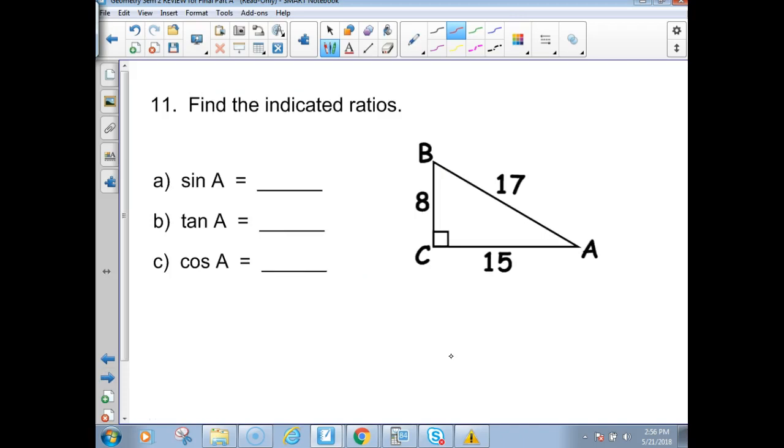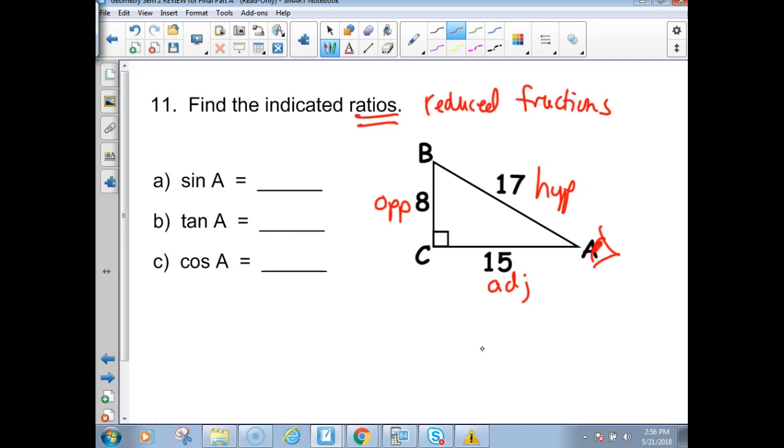11 is asking for ratios, which just means go to angle A, look out from it. This would be the opposite leg, this one would be the adjacent leg, and this would be your hypotenuse. And it's asking for ratios, which means reduced fractions. Ratios are fractions, and you should always reduce. So from here, opposite over hypotenuse, 8/17, that doesn't reduce. Tangent, 8/15, and the cosine, 15 over 17.